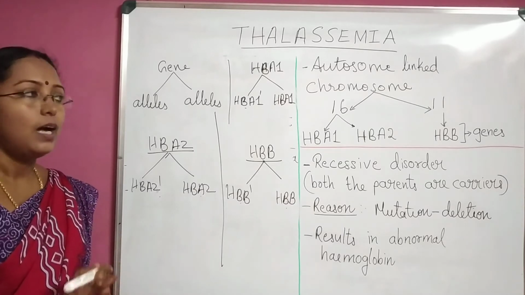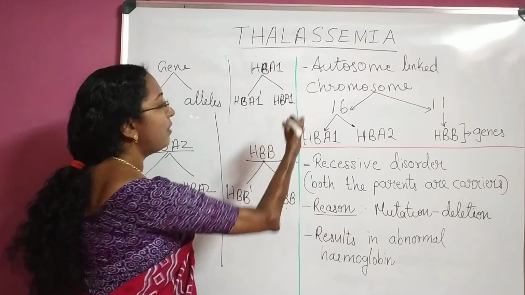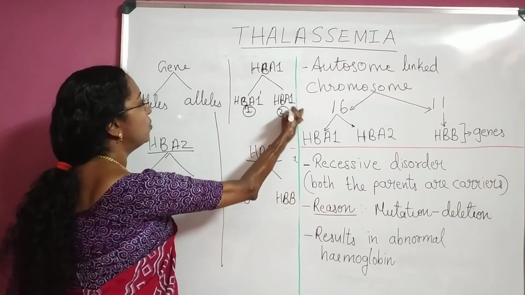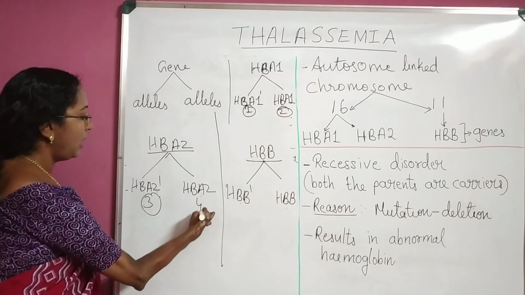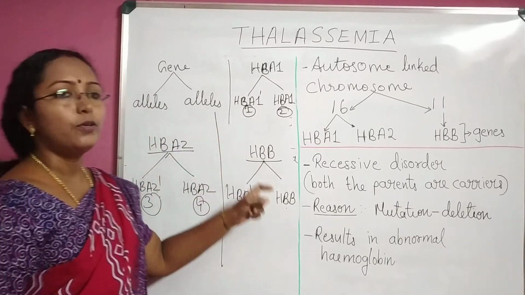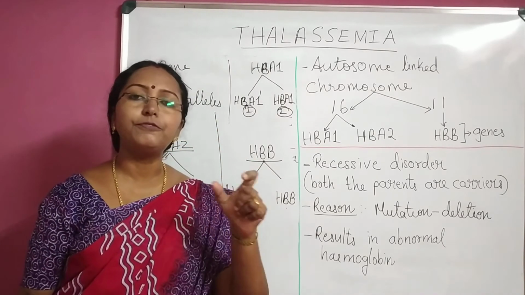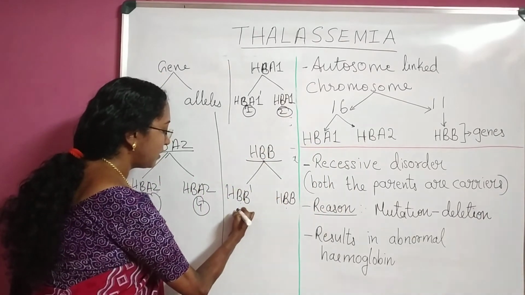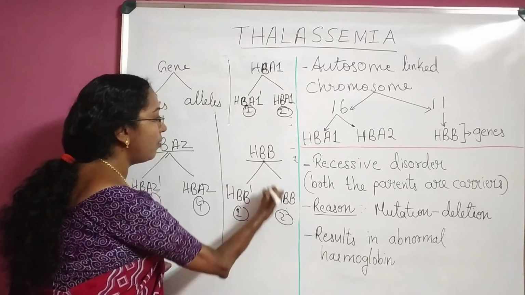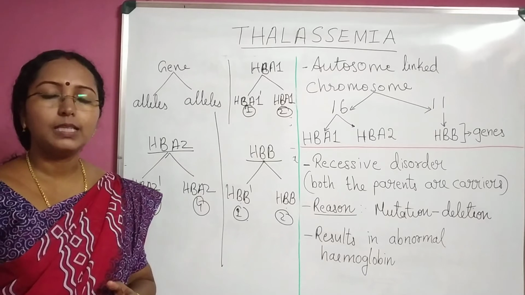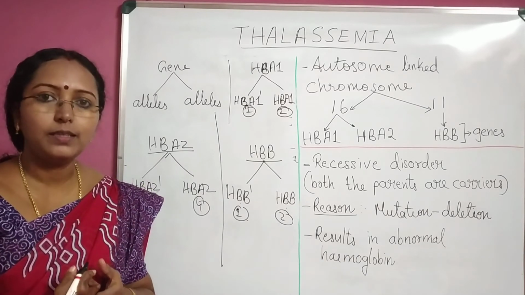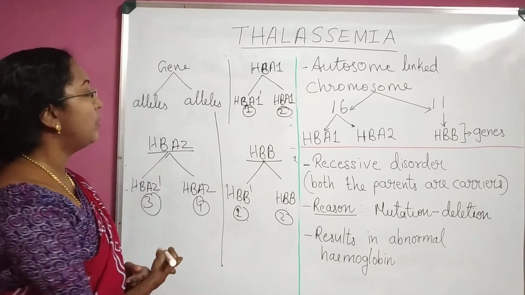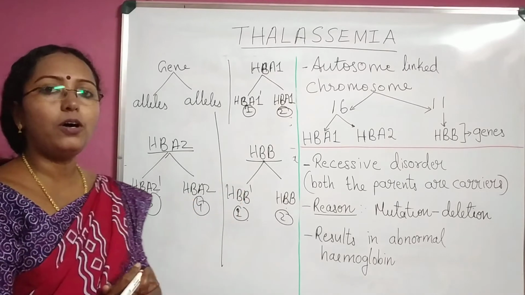Among the 6 alleles, how many alleles are there for alpha globin? For alpha, that is 1, 2, 3 and 4. There are 4 different alleles present for the alpha globin chain, but there are only 2 alleles present for the beta globin chain. That means in a person's body, how many alleles will you have for hemoglobin? You will have a total of 6 alleles for hemoglobin.